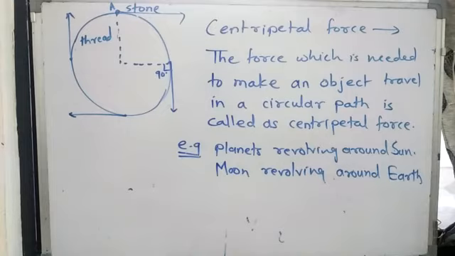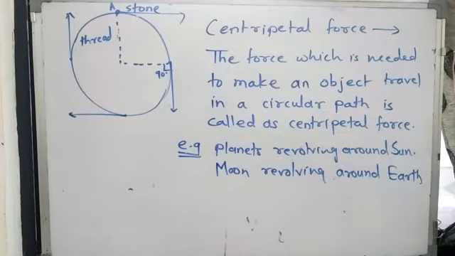So when an object is going to move in a circular way, there must be some force, and this force is nothing but the centripetal force, the force which is needed to make an object travel in a circular path. To move an object in a circular path, some force is needed which acts from its center. That force is nothing but the centripetal force.